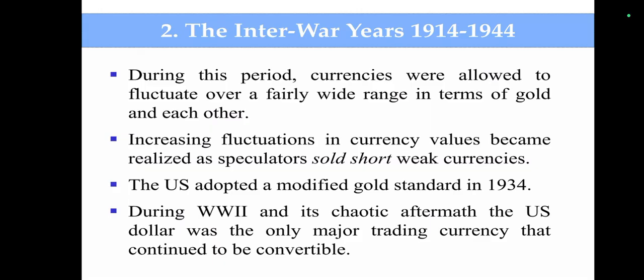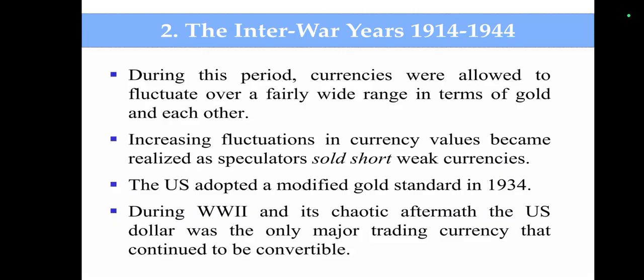Before World War One, you could export or import gold to other countries. But during World War One, the movement of gold was stopped. It was an era where you couldn't move gold from one place to another. So there was a lot of fluctuation in currency values, because you couldn't move gold from one country to another.